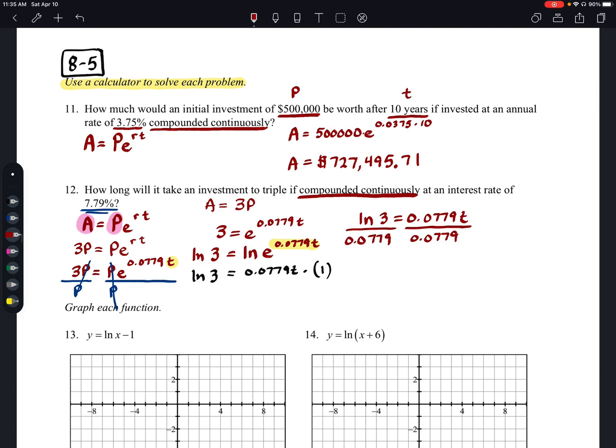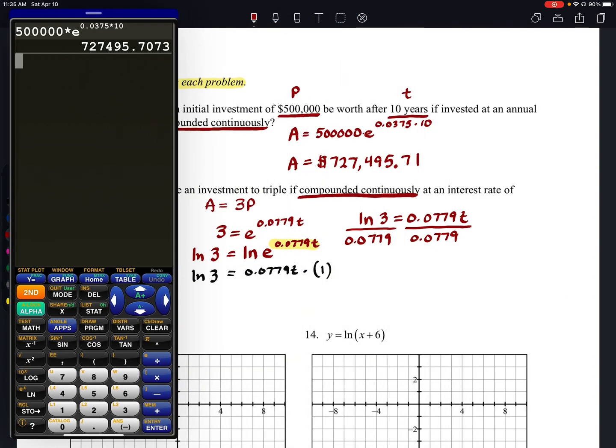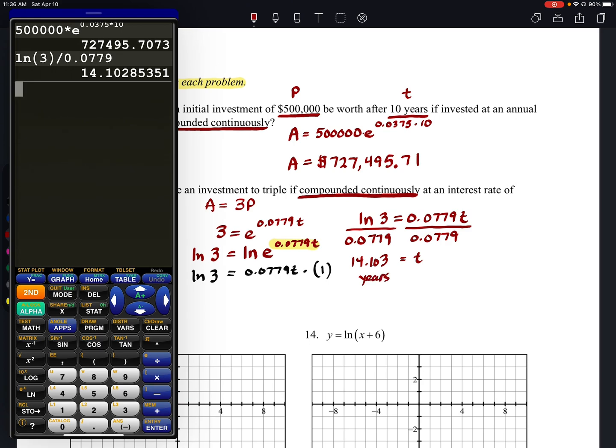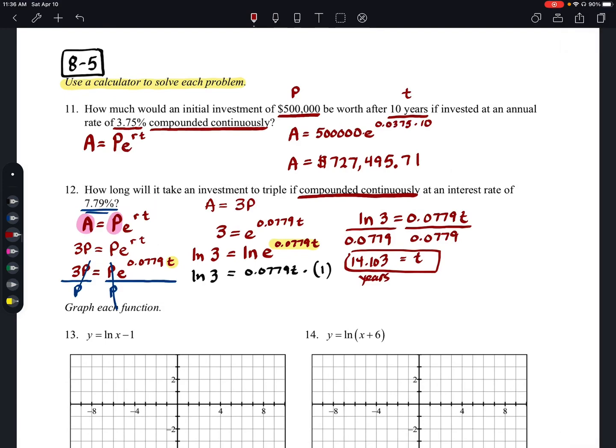So this would be the part where the calculator will probably help us. We'll say the natural log of 3 divided by 0.0779. And we get that t is going to equal about 14.103 years. And that is our answer. So here's our answer for 11 again. If you have questions on either of these, please make sure you reach out. Otherwise, thanks for watching.